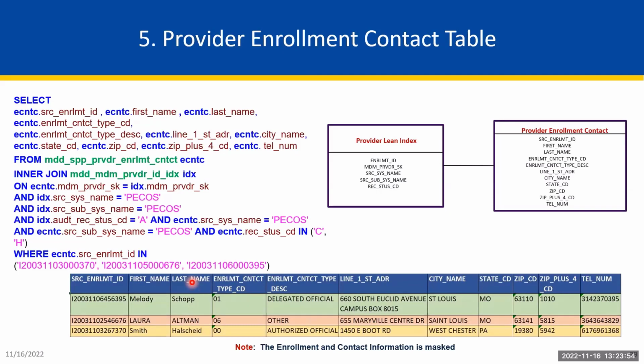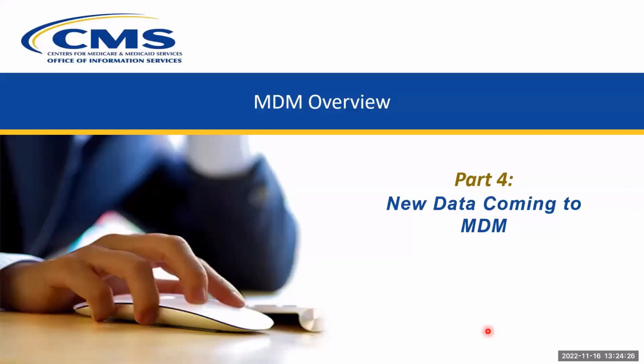This was a table which was asked for by a few of our users, and now it is available. This enrollment contact table contains the contact for the person who can answer any questions about that enrollment application. In this query, if you have an enrollment or any information on the enrollment, you can join the enrollment contact or SPP table along with the lien index table and get the information of that enrollment contact.